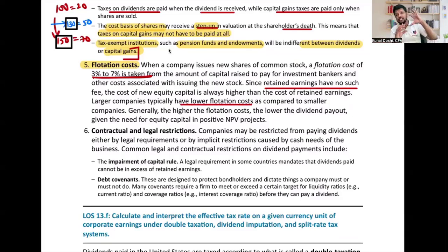So if the flotation cost is too high, flotation cost is the cost of issuing the shares in the market, the book building cost, the merchant banking and legal fees, all these fees, all the cost of issuing the IPO. That is a flotation cost. If the flotation cost is too high, why would you want to pay dividends and then go and raise capital? Rather, don't pay dividends and retain the amount. So this can also be one of the deciders of the dividend policy.